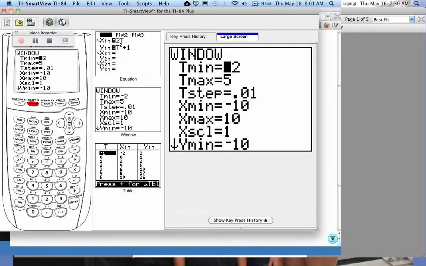I should record that. So we're going to switch the T step to 0.01. So I got to trick it.